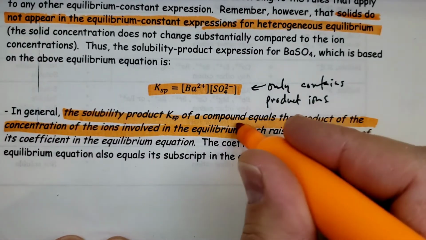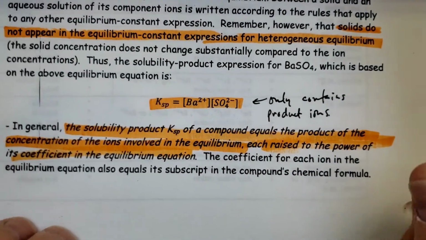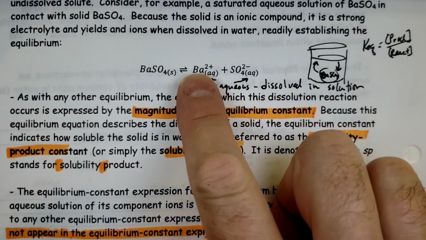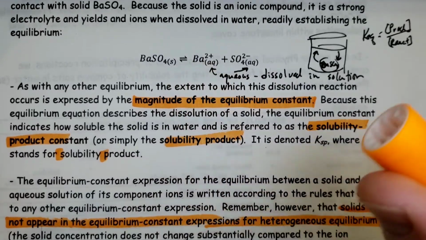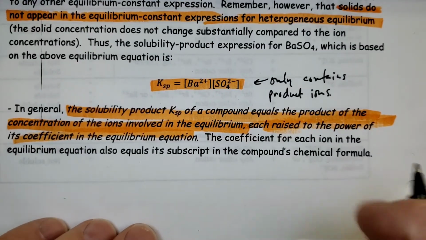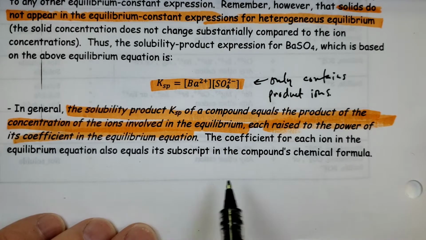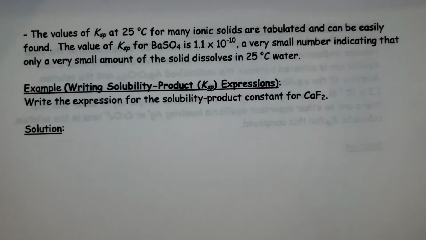involved in the equilibrium, and again, each raised to a power, because really what we're doing here is we're figuring out a probability. If we have two of these, we multiply them by each other, so it becomes an exponent for simplicity. The coefficient for each ion in the chemical equation also equals its subscript in the chemical formula.